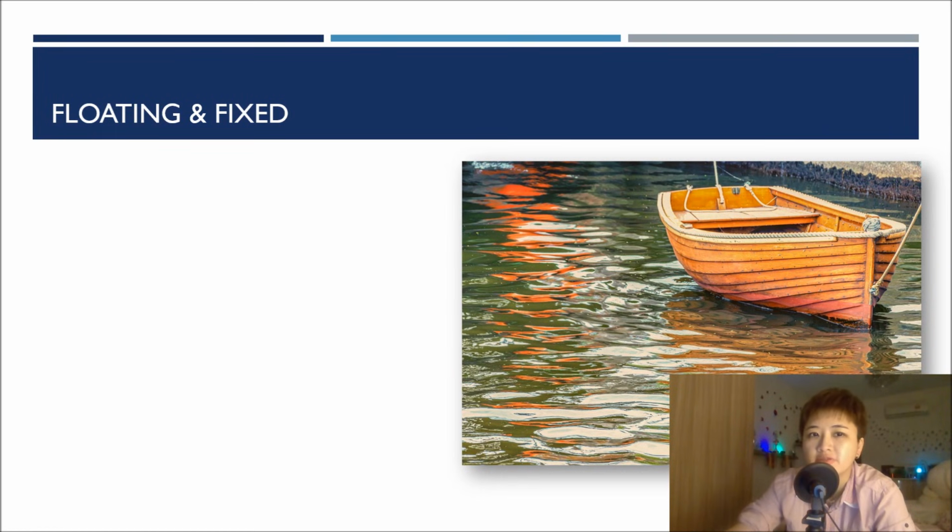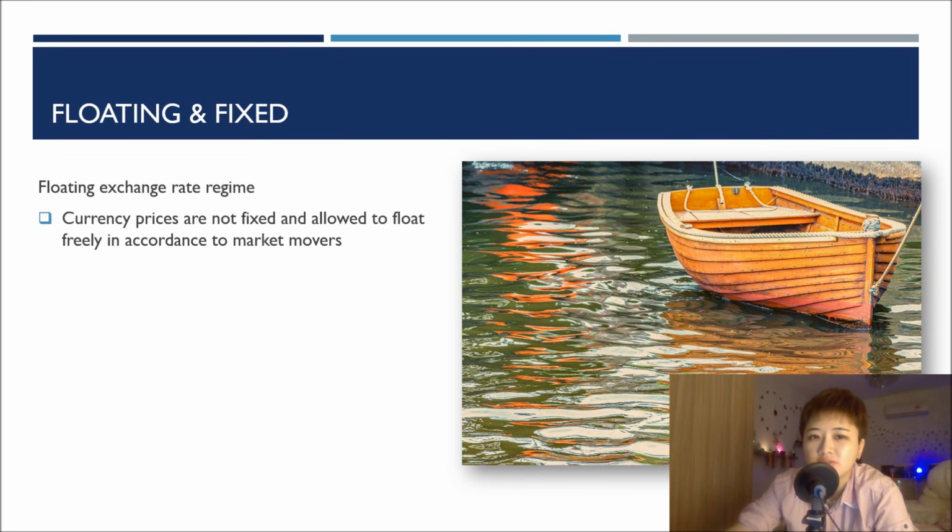Now, even if you have the ability to trade exotic pairs, there is no point because of this thing called floating and fixed regimes. And this is another way to classify currency pairs, which not a lot of retail traders talk about, because this is what most professional traders focus on. You gotta know these two things. The first thing is floating exchange rate regime. Basically, they are currencies in which their prices are not fixed and are allowed to float freely in accordance to market forces.